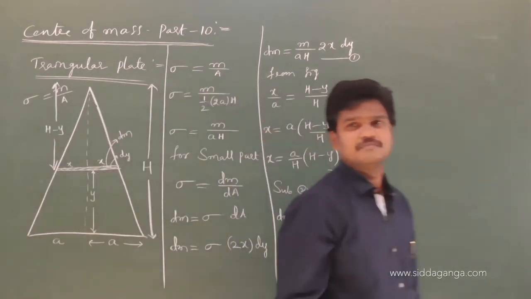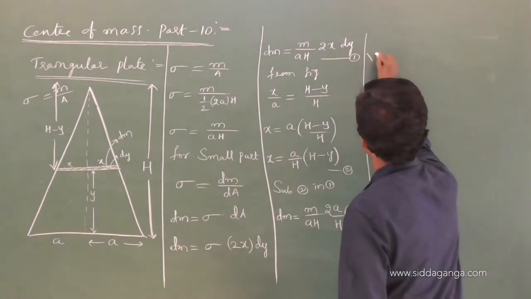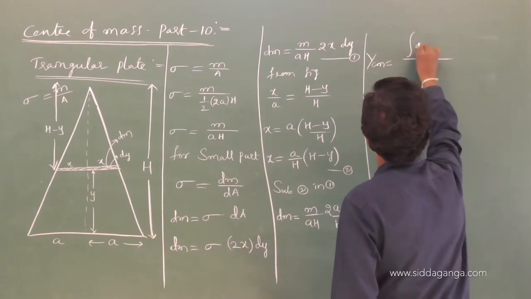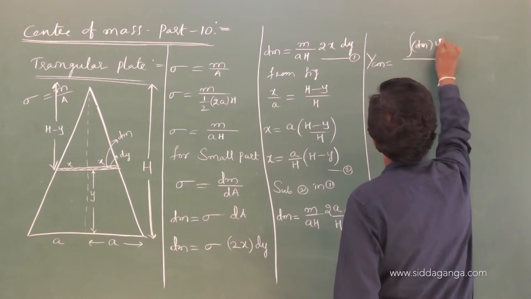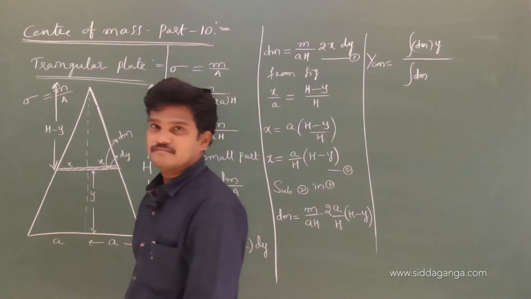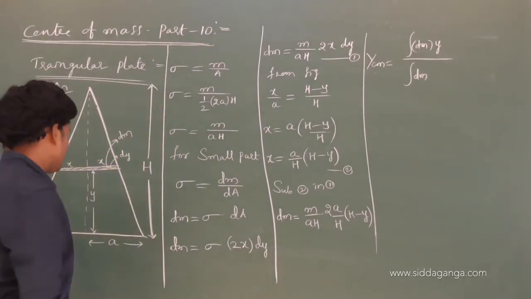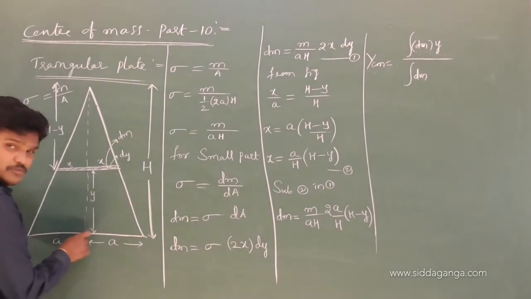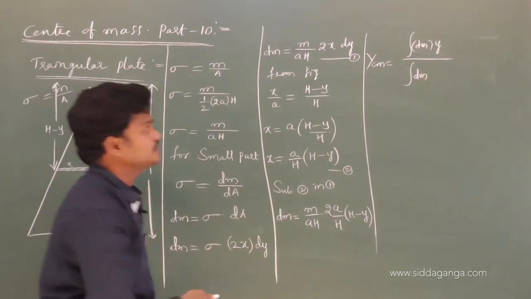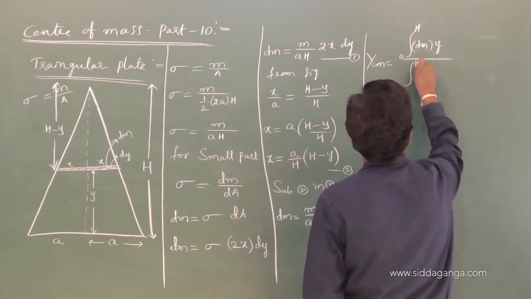Then after getting dm, go for the integrations. How to do the integration again? Again, this is a trouble for first year students. So integration of dm into y, integration of dm. Decide the limits now. I covered a number of models, you try to practice this. The starting limit of y is 0, ending limit is h. y is the variable. Starting limit is 0, ending is h.